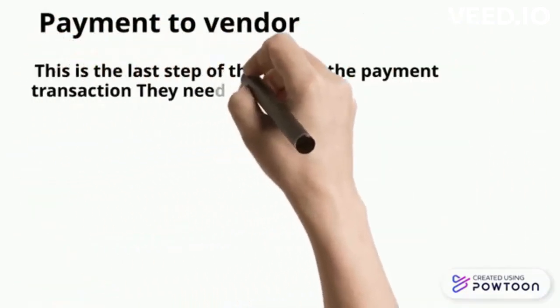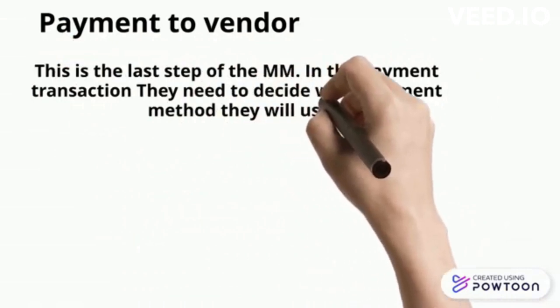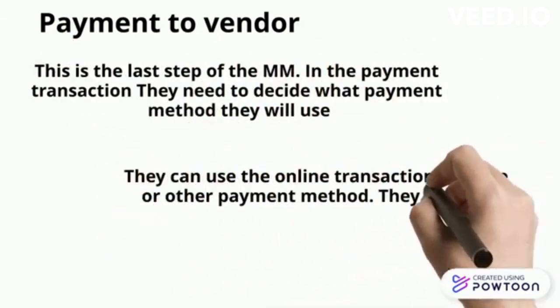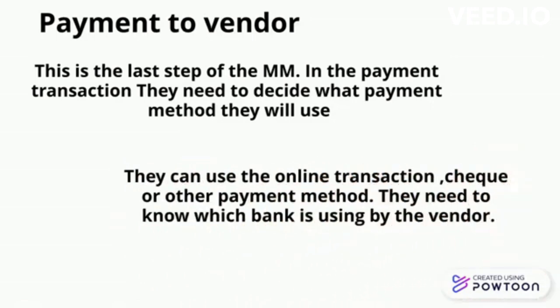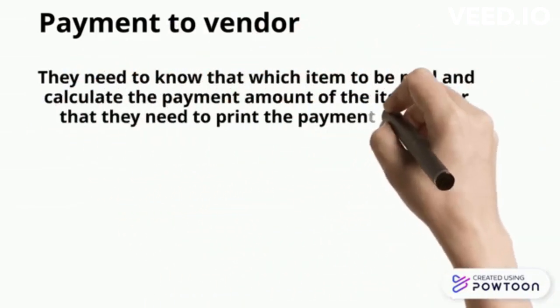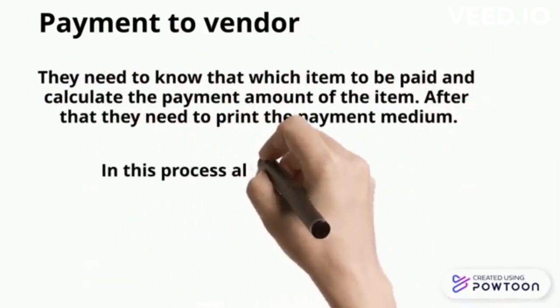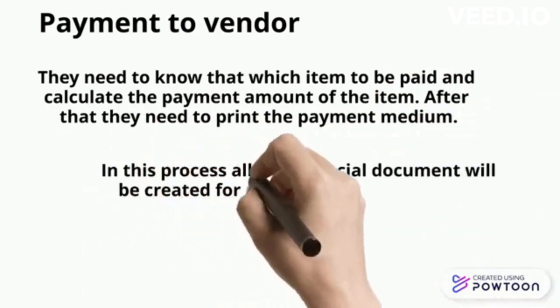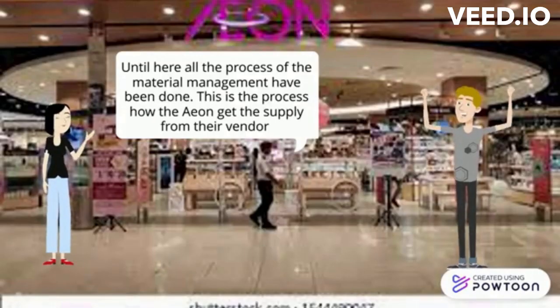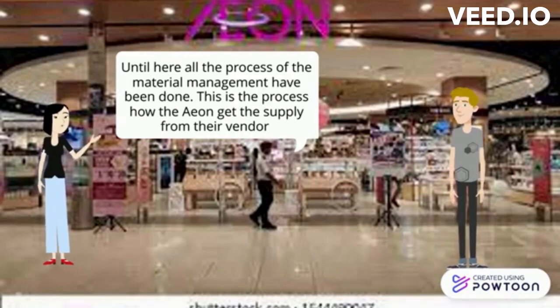In the payment transaction, they need to decide what payment method they will use. They can use online transaction, check, or other payment methods. They need to know which bank is used by the vendor. They need to know which items are to be paid and calculate the payment amount of the items. After that, they need to print the payment medium. In this process, all the financial documents will be created to record the transaction and make the accounting record. Until here, all the process of material management has been done.